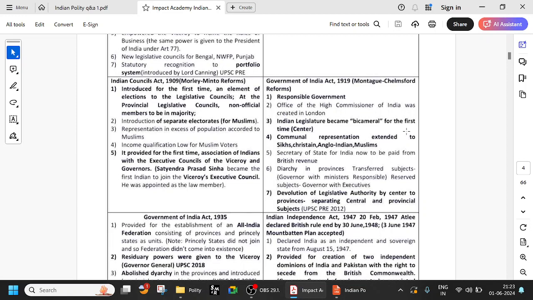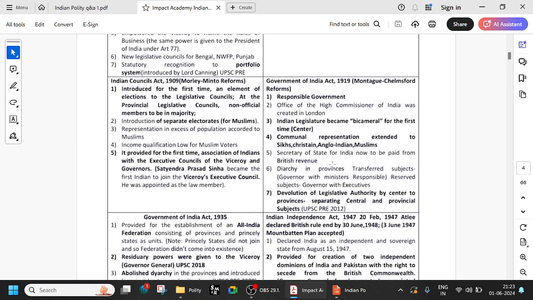So communal representation extended to Sikhs, Christians, Anglo-Indians, and Muslims. So if you look at communal representation for the first time, then it is Councils Act of 1909. Okay. In the Indian Councils Act of 1909, that is the Morley-Minto reforms, introduction of separate electorates for Muslims for the first time was introduced in 1909. Then that was further extended to Sikhs, Christians, Anglo-Indians, Muslims in 1919. Secretary of State for India now to be paid from the British revenue.